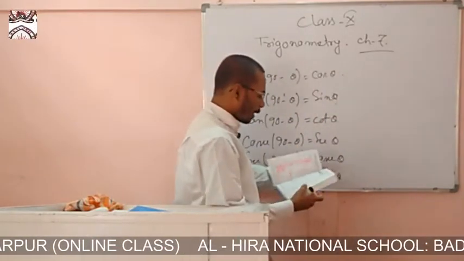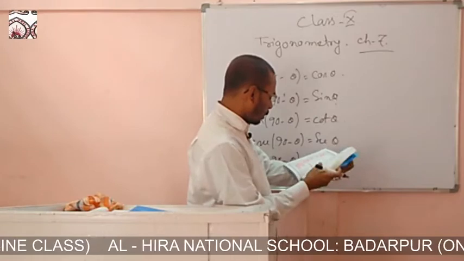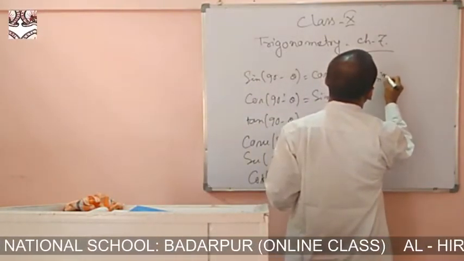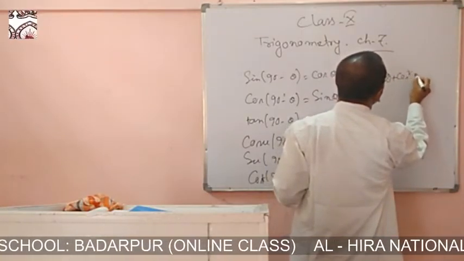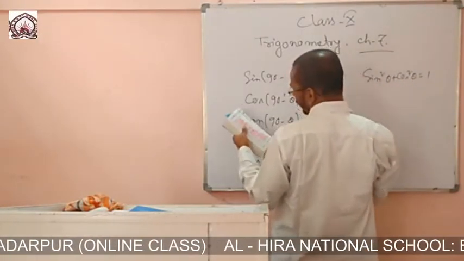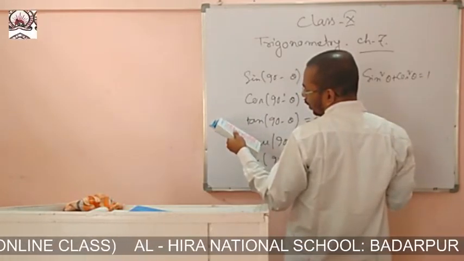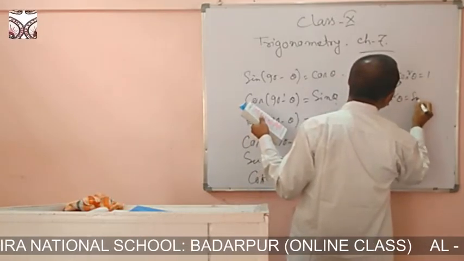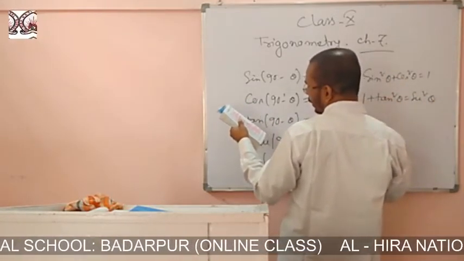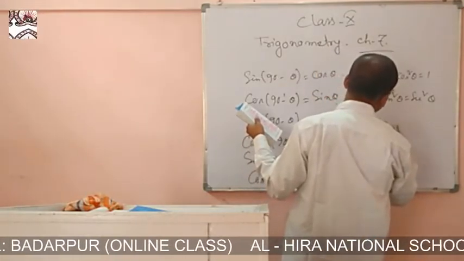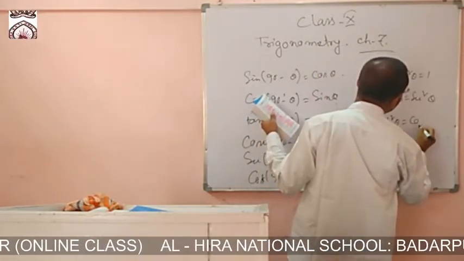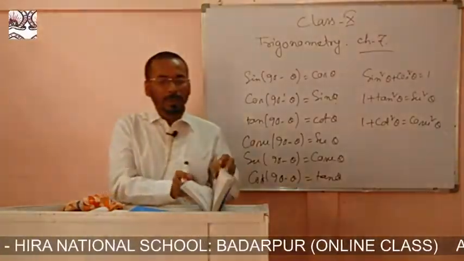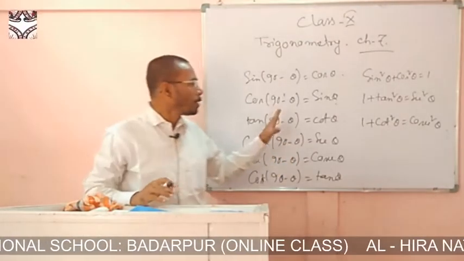And moreover, there are 3 identities. One is sin square theta plus cos square theta is equal to 1, then 1 plus tan square theta is equal to sec square theta, and another identity is 1 plus cot square theta is equal to cosec square theta. So basically this is the concept of plane geometry.